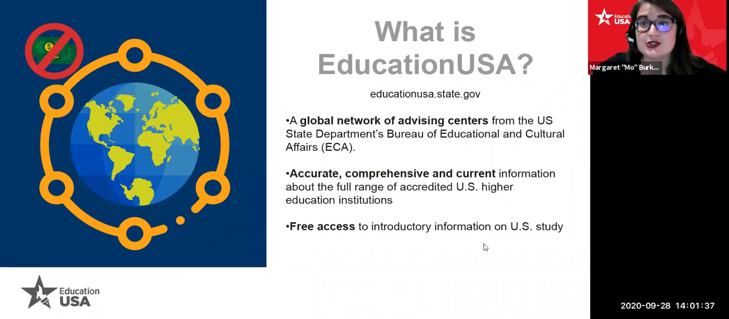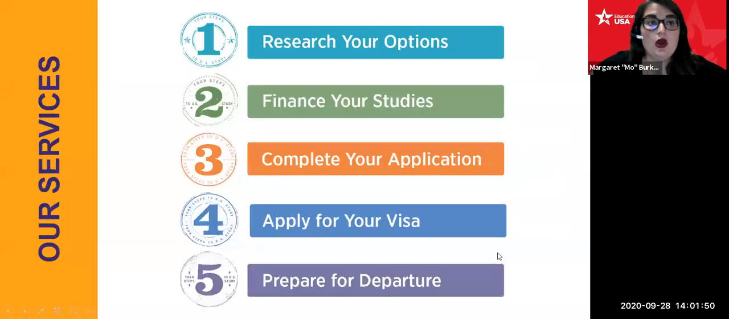So we can guide students in their process of applying to accredited U.S. universities and colleges. We can also support counselors and teachers because they often have to submit documents to support their students as well. So, our services. We divide the application process into 5 steps.